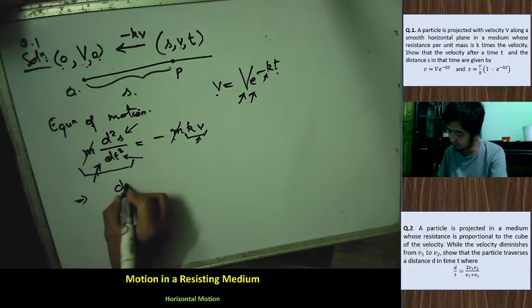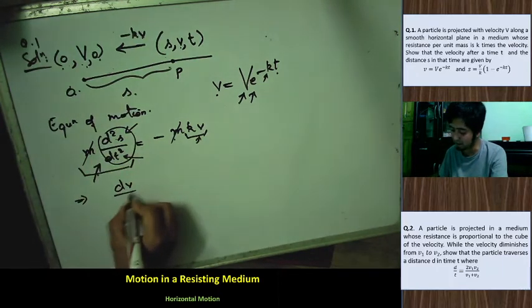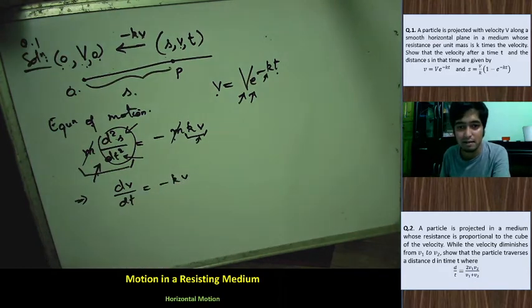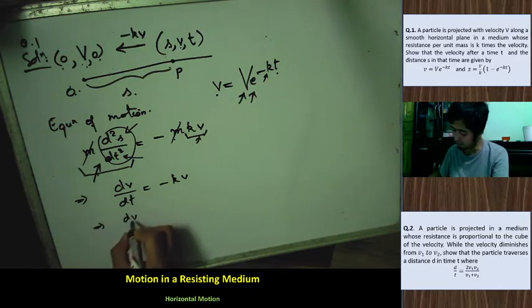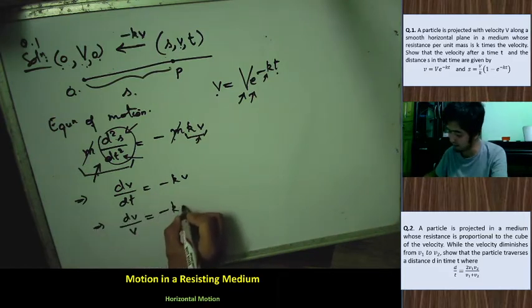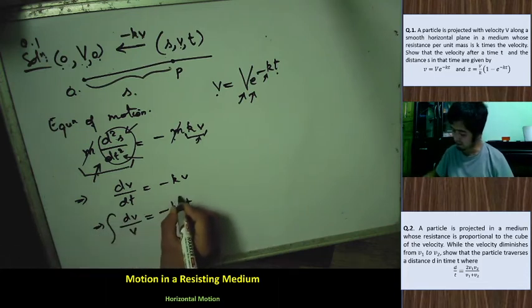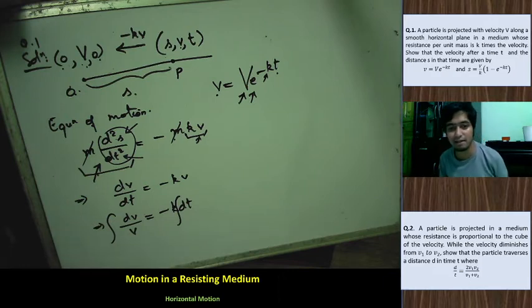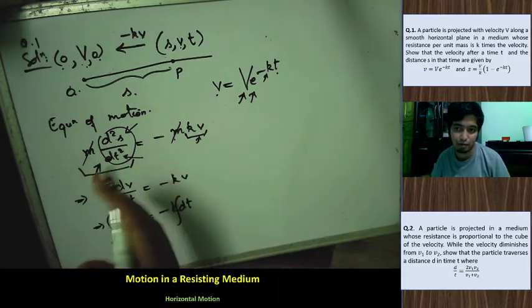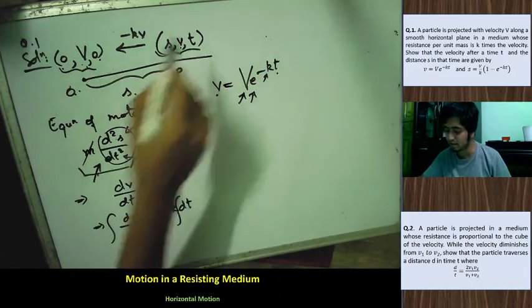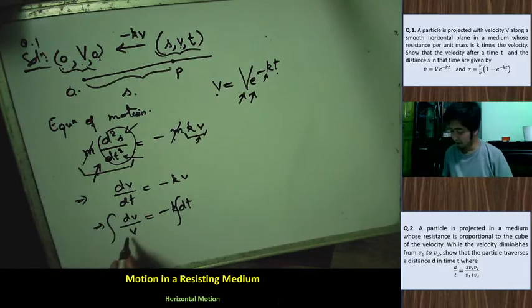Now we will use dv/dt in place of d2s/dt squared. You will be having something like this. Now we will separate the variables: dv over v equal minus k dt. Next, we will just integrate. k is a constant, we can keep it outside. If we are integrating, I don't want to put that plus c. Of course we can do it that way, but since we already have the limits for the velocity.